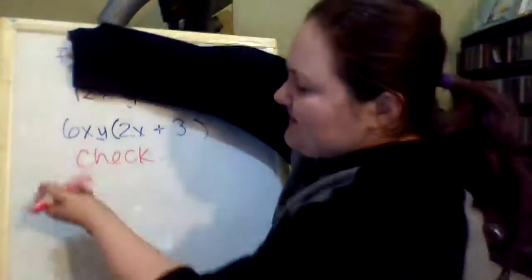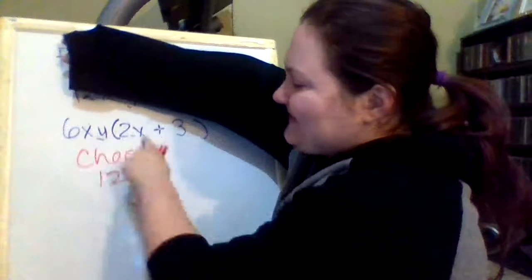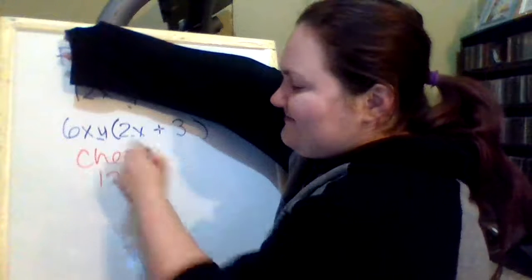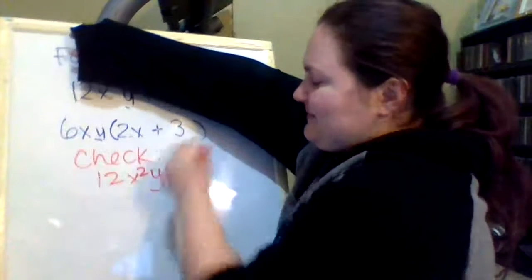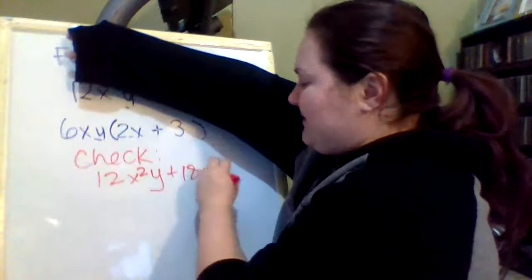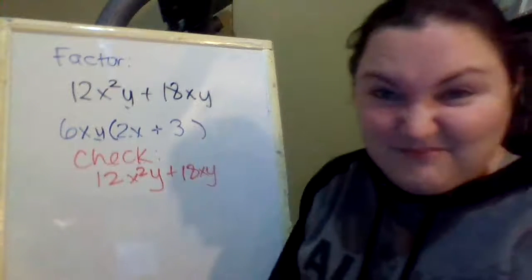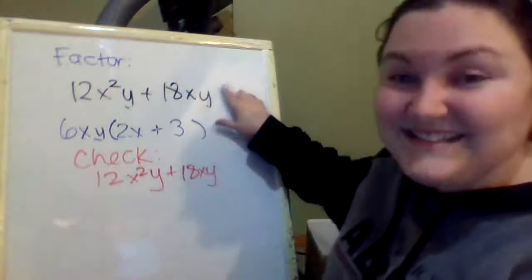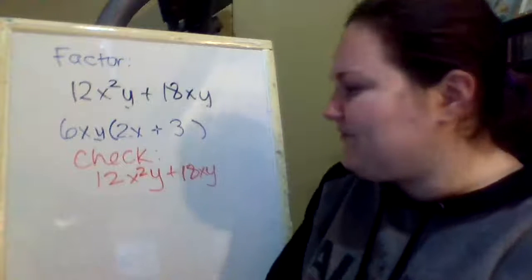So I can cover all this up. I could say 6 times 2 is 12. X times x is x squared. And then we've got that y we got to bring down. And I could say 6 times 3 is 18. And then this xy I would want to bring down. I check, and they're the same. They should be the same because we're saying these two things are equal to each other. We've just changed the way they're written.